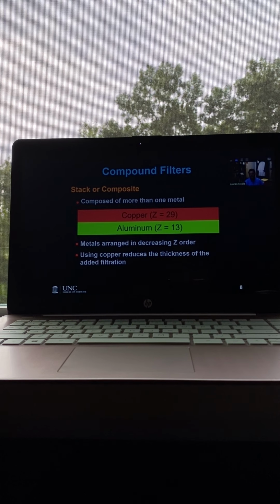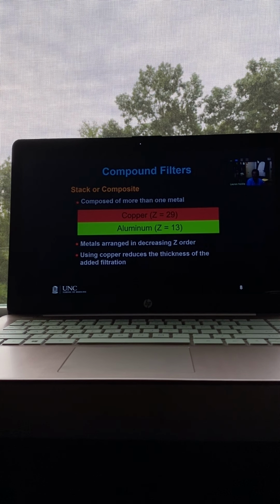Okay. But like I said, there are some units that the vendors may decide we want to use copper and aluminum. If they use a compound filter, then the metal that has the highest atomic number needs to be placed closest to the X-ray tube, like you see here. Copper has an atomic number of 29. Aluminum has an atomic number of 13. So copper would be placed closest to the X-ray tube, and then aluminum would be right underneath the copper.